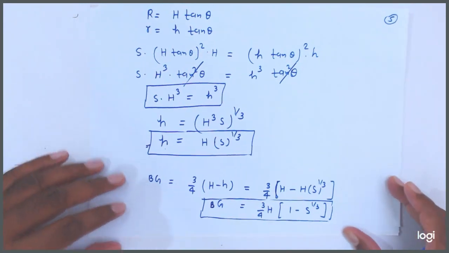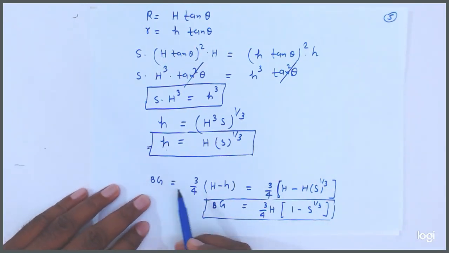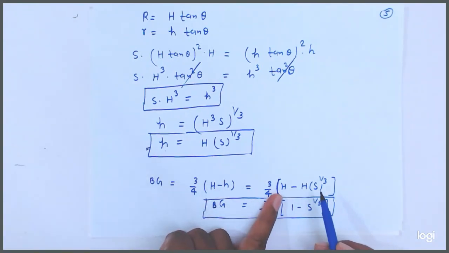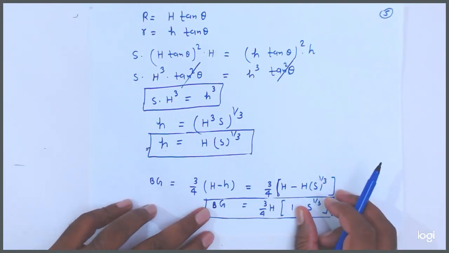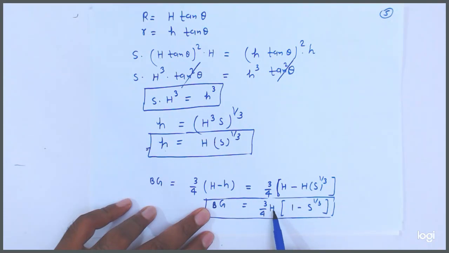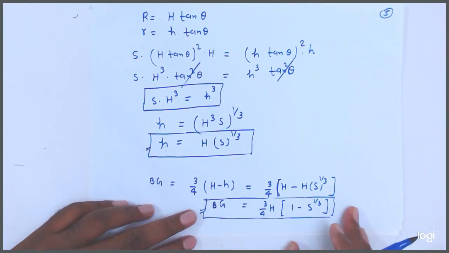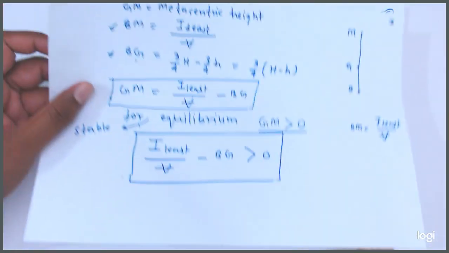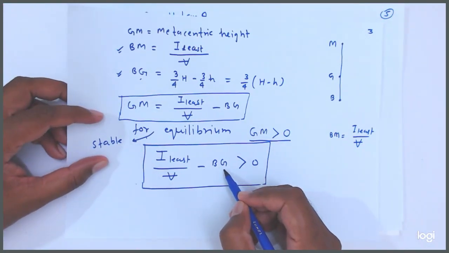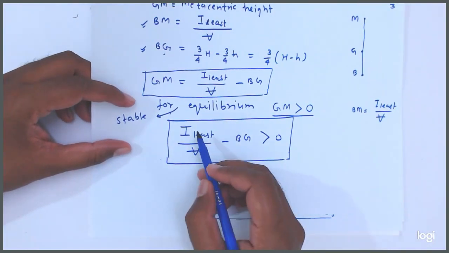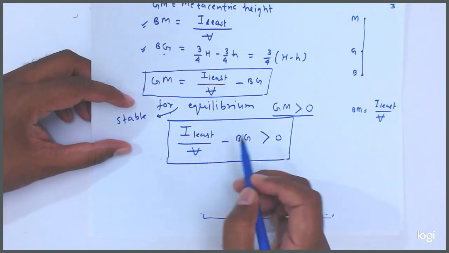Here the BG value we find: BG is equal to 3 by 4 into capital H minus small h. So we will put the value of small h, which is H into S to the power 1 by 3, or here, friends, BG is equal to 3 by 4 capital H into 1 minus S to the power 1 by 3. Okay, so we have found the BG value. Now this part is over. BG value in terms of H and S we found. Now we have to find this I least and volume of liquid displaced.